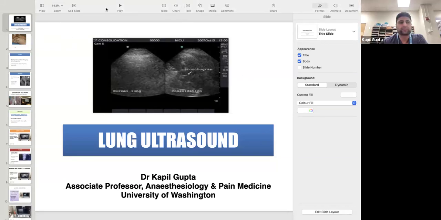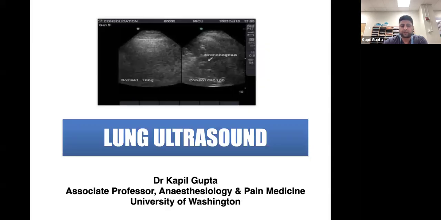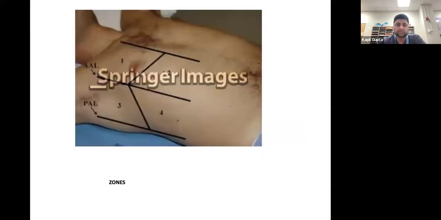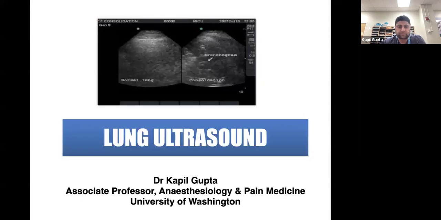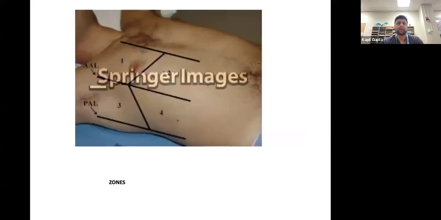Okay. So one of my topics of my choice has been lung ultrasound. This is how I do it. When the patient is supine or even in sitting position, I generally scan 6 positions in any patient. Position 1, position 2, 3, 4, and 5, and 6.